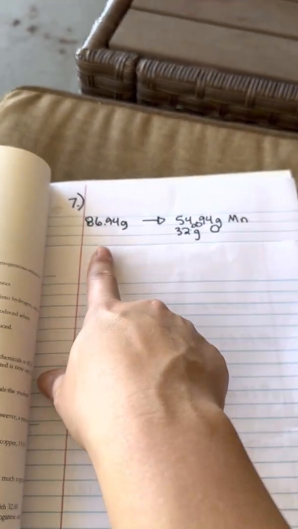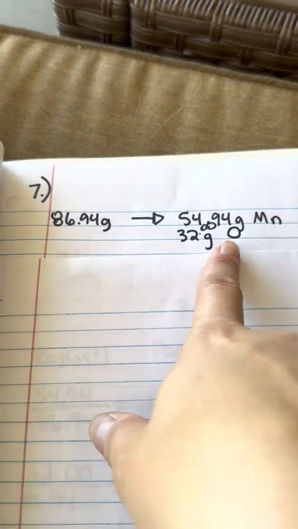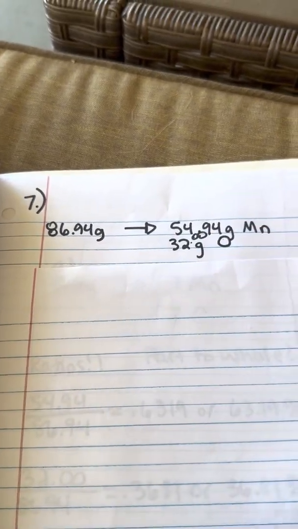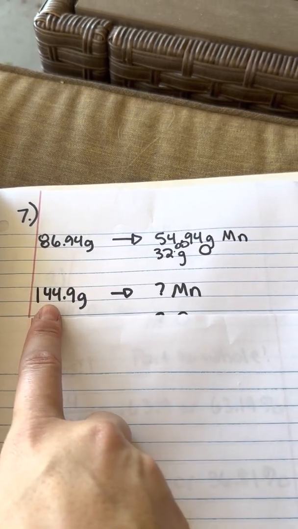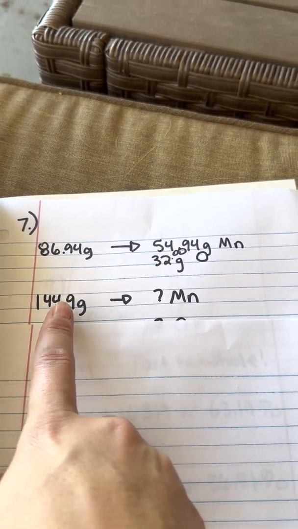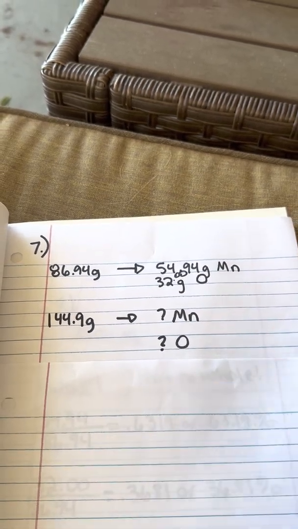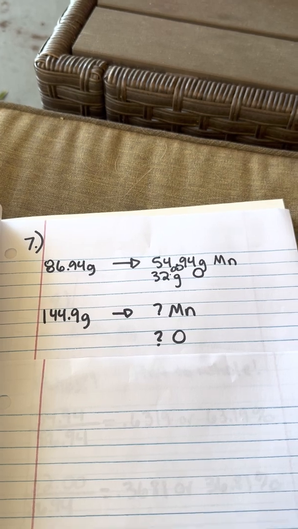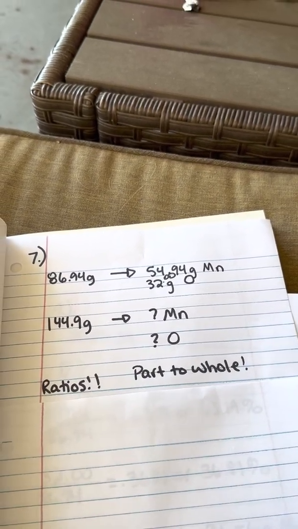information, 86.94 and 54.94. It's important to know that there are 4 significant digits in all of my measurements here, so I'm going to need to conserve that as I work through my problem. If I make 144.9 grams, how much manganese am I going to need and how much oxygen am I going to need? This problem is very similar to the last one that we worked. Hopefully by now you know that to solve this, we're going to need our ratios.